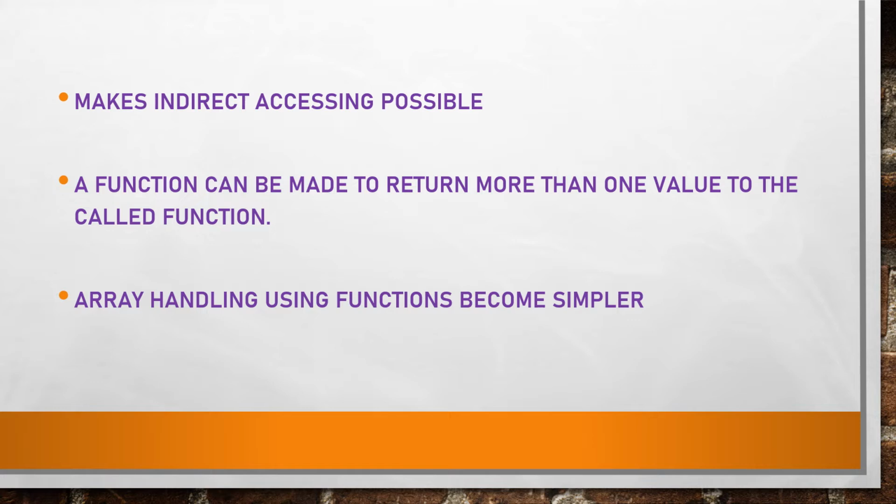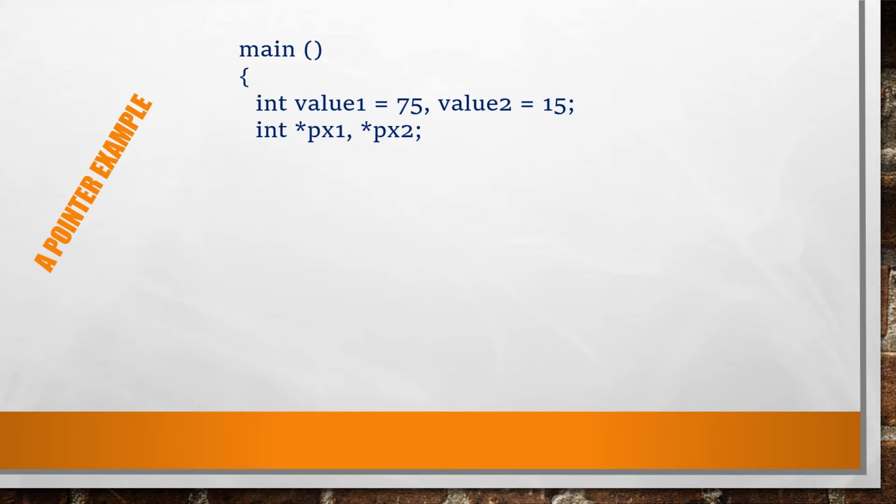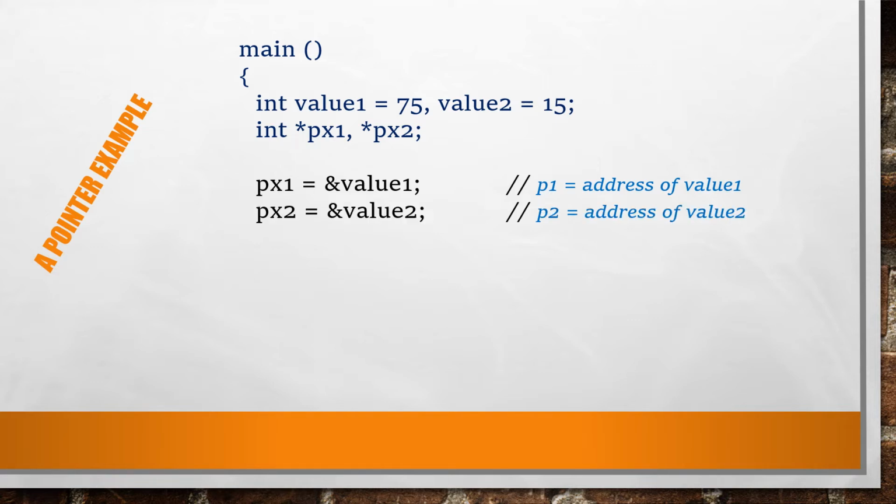Now let us try to relate this. Let us take up an example. Main function. We have two variables, value1 and value2, initialized with values 75 and 15 respectively. Further, we are creating two pointer variables, px1 and px2. Then we are initializing px1 with the address of value1, and px2 with the address of variable value2.